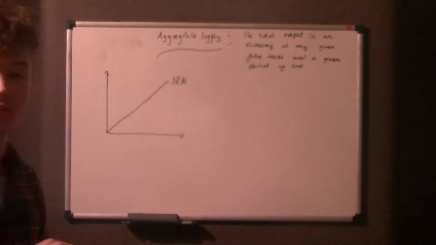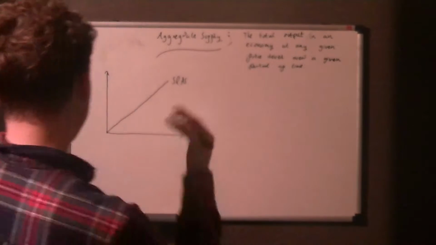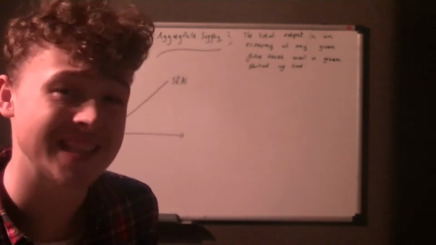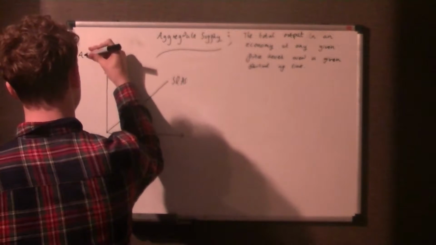And the question you actually might be asking is, what are the two labels? You haven't put any labels on there. Well, to answer your question, give me a second. So, average price level is on the vertical axis.